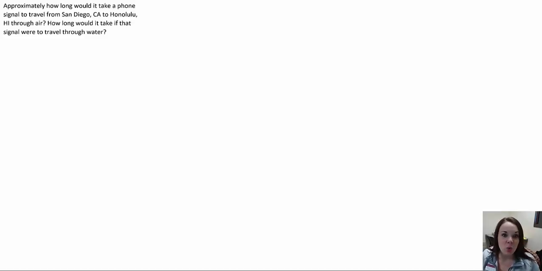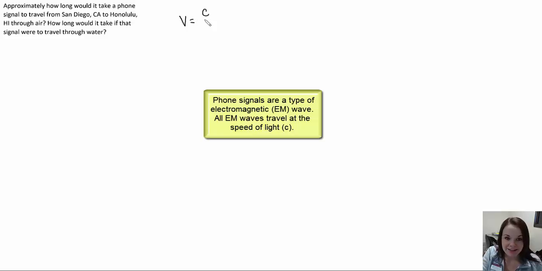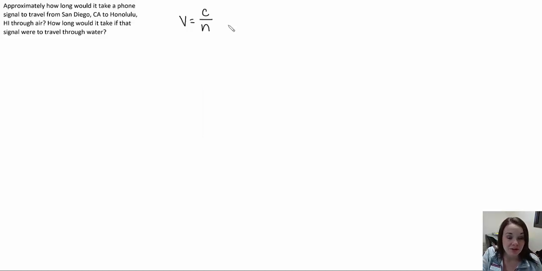So the first thing we need to identify is the equations that we're going to use. So we know that there's an equation, velocity is the speed of light, we represent that as c, over n, which is the index of refraction through a certain medium. Now, the index of refraction in air is 1.02, and the index of refraction in water is 1.33. And that's going to be important because they ask us both through air and through water.